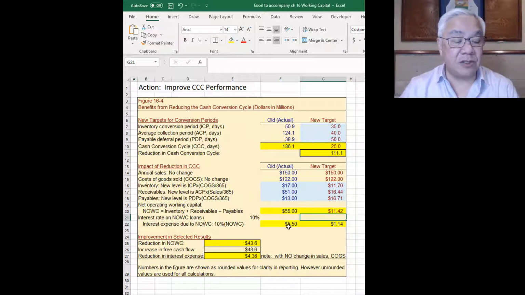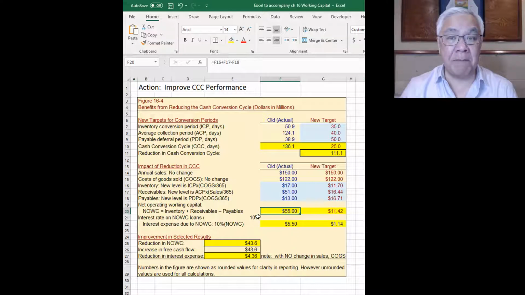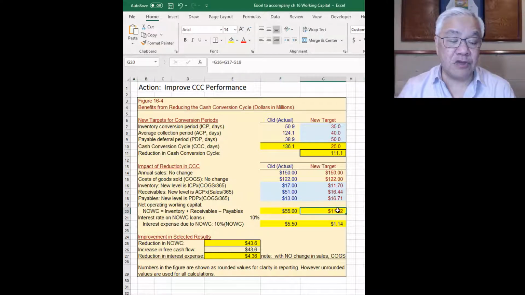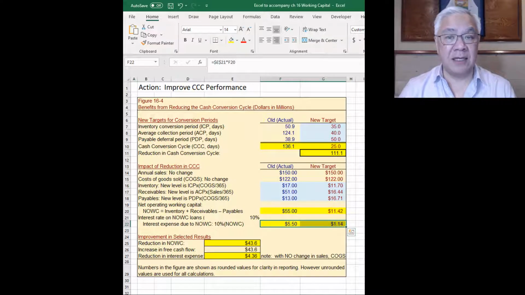Now, the interest that we are charged, let's say, is 10%. If we have assets of 55 million and the cost to borrow money to fund those is 10%, then it would be $55 million times 10%, or 5.5. Now, if we're able to drop that to 11.42, 10% of 11.42 is 1.14 million. So we have a big improvement in the cost of financing the working capital.